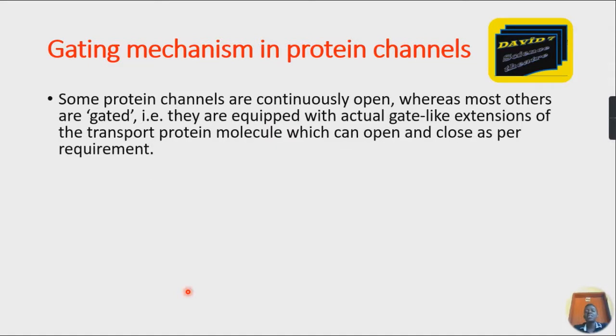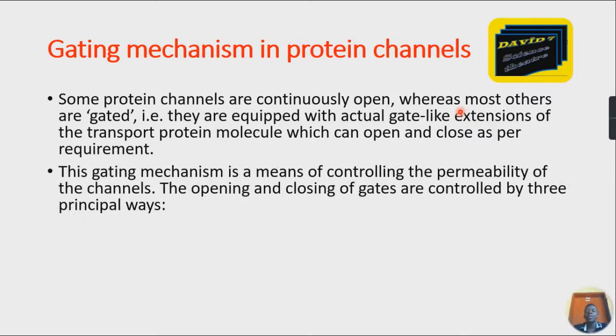So we're switching now to the gating mechanism of the protein channels. How does the gating mechanism occur? Some protein channels are continuously open, whereas most other channels are gated. Gated means they are equipped with gate-like extensions of the transport protein molecule, which can open or close as the requirement is. So if we need to open it, it will open. This gating mechanism is a means of controlling the permeability of the channels.